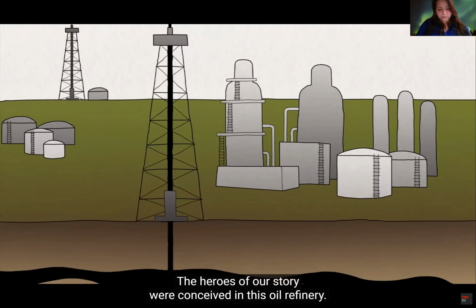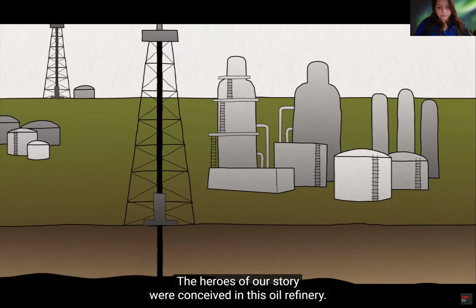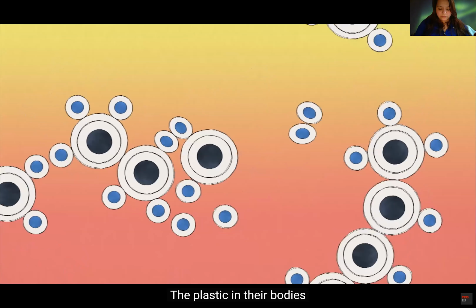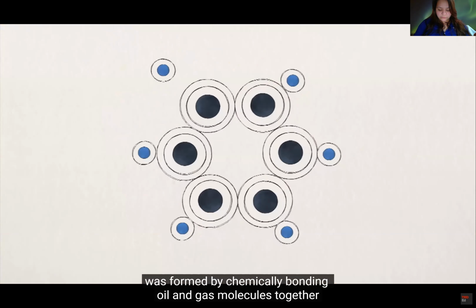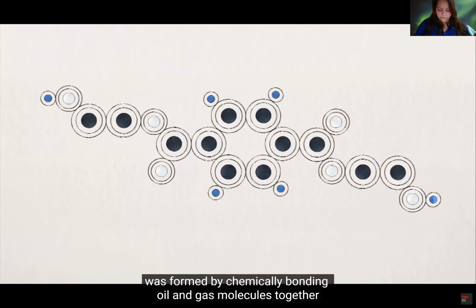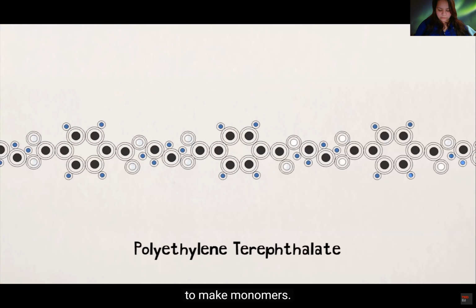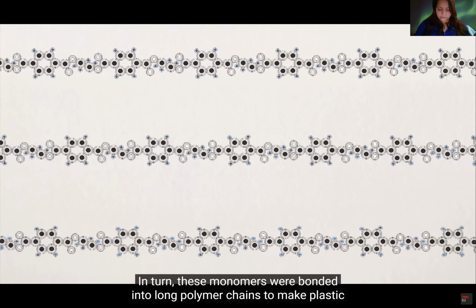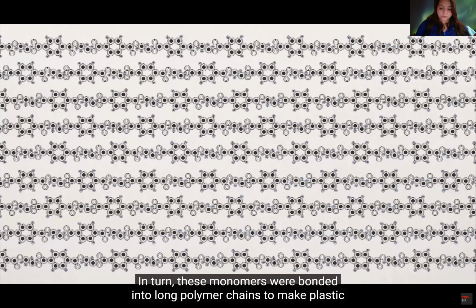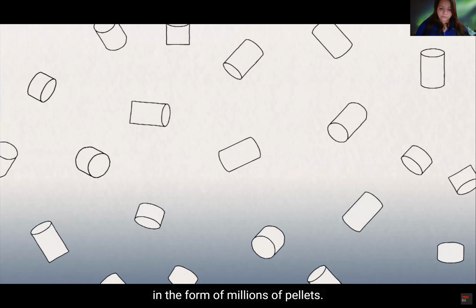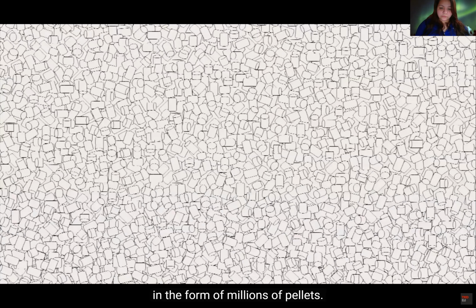The heroes of our story were conceived in this oil refinery. The plastic in their bodies was formed by chemically bonding oil and gas molecules together to make monomers. In turn, these monomers were bonded into long polymer chains to make plastic, in the form of millions of pellets.